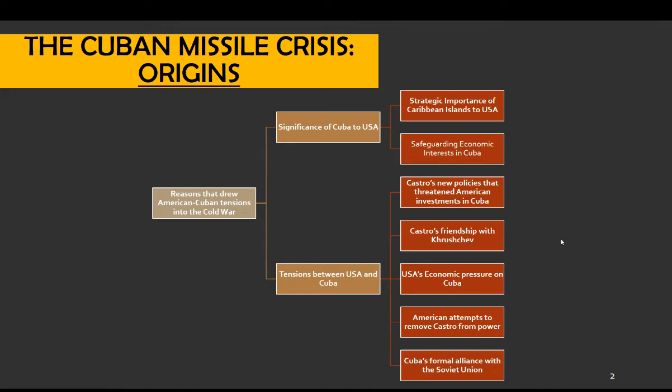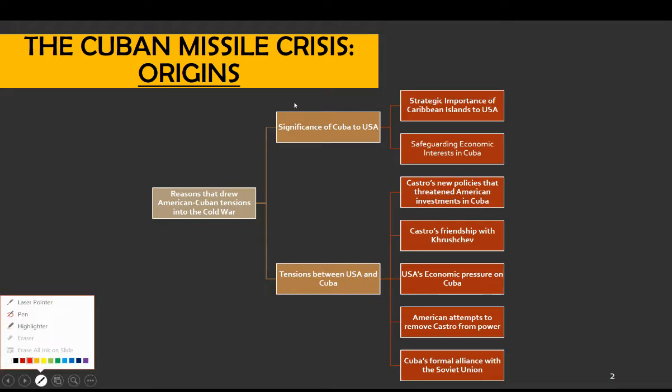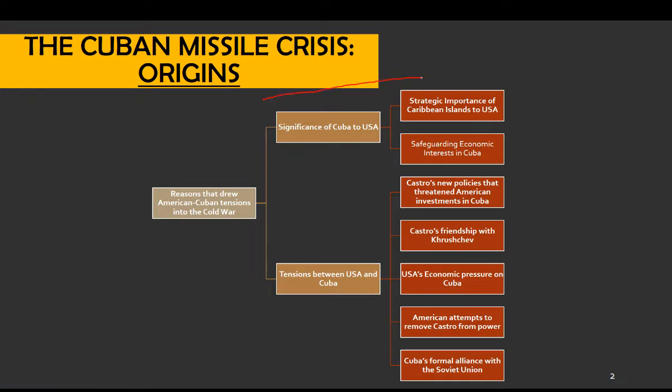So, when you look back at this crisis, you have to first understand the significance of Cuba to the USA and why they needed to ensure that Cuba was always friendly to the United States. Once you understand the political and economic interests that the USA had in Cuba, you will be able to understand why this crisis so deeply affected the United States.